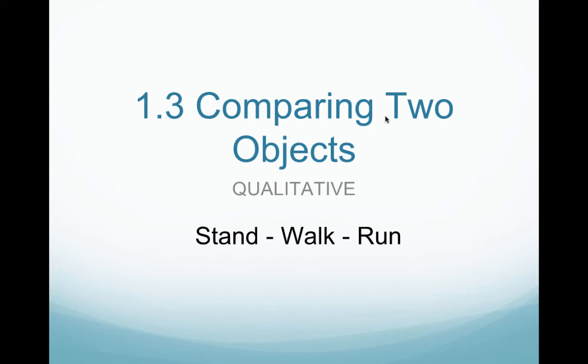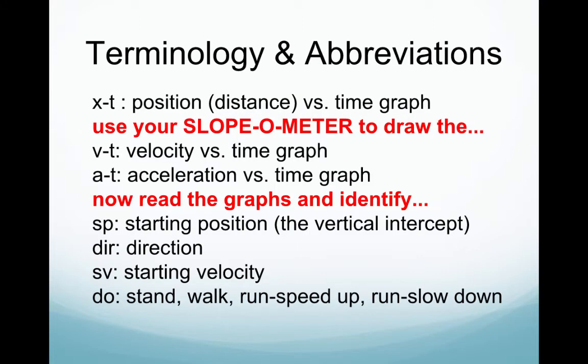Section 1.3, comparing two objects. This is a qualitative look at two things at the same time: stand, walk, and run. First, let's talk about some terminology. XT stands for the position or distance versus time graph. You're going to be given this.